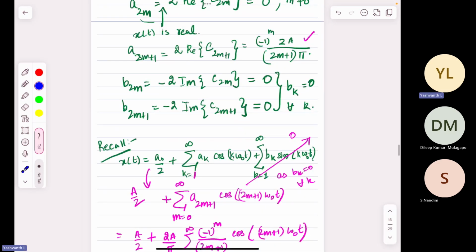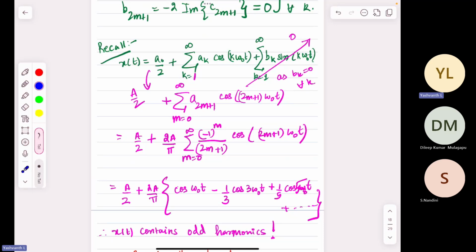Is this clear? Why this has cost but not sign, but the first one had sign but not the cost? Is this clear? Yes, sir.